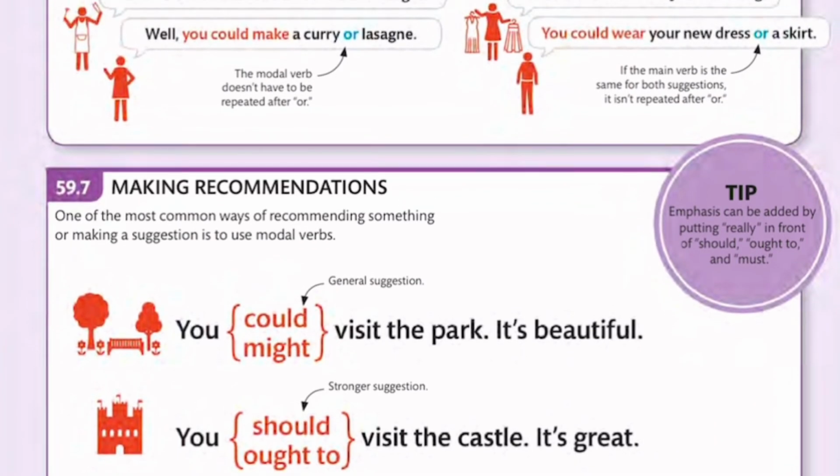Making recommendations. One of the most common ways of recommending something or making a suggestion is using modal verbs. For instance, you could visit the park, it's beautiful. Or you might visit the park, it's beautiful. That's a general suggestion. What about you ought to visit the park? That's a stronger suggestion. You should visit the park or you ought to visit the park is stronger.